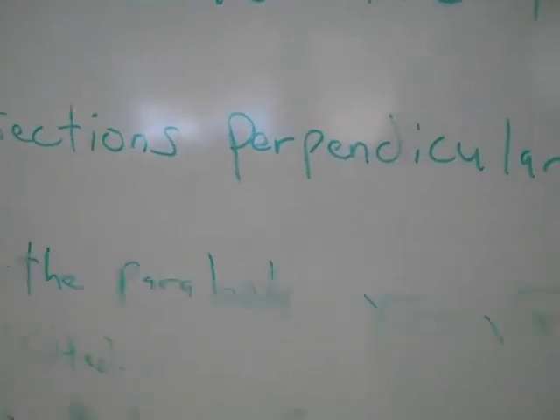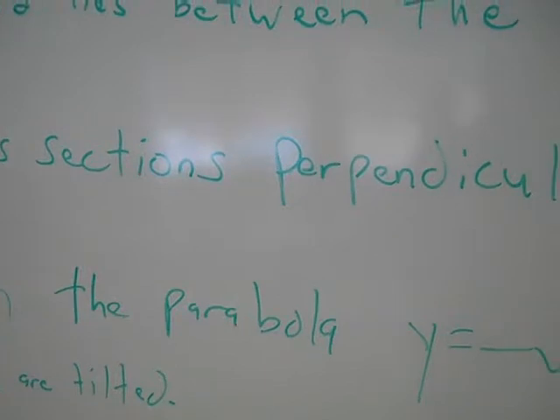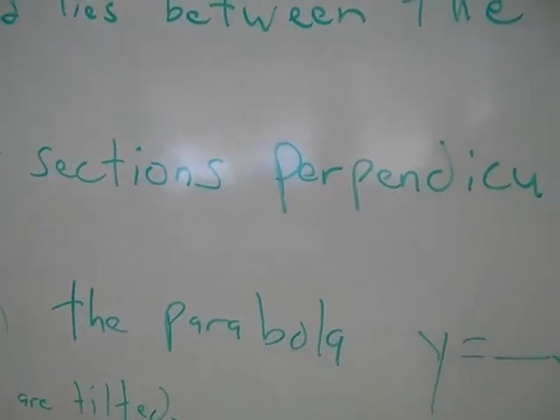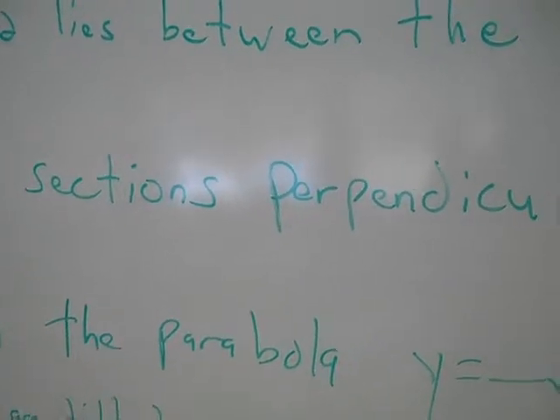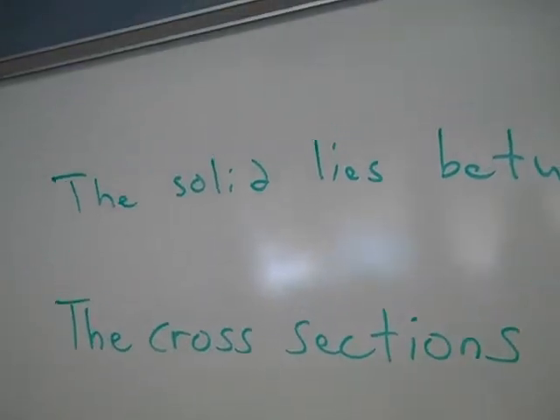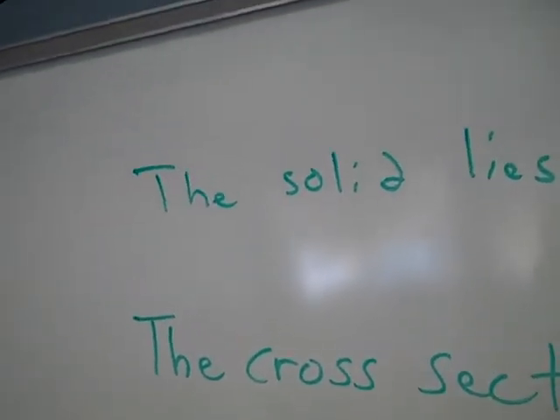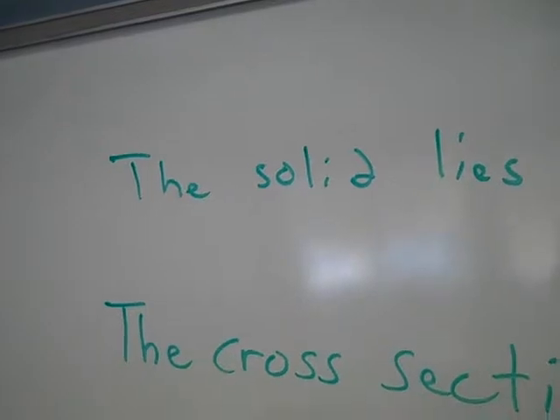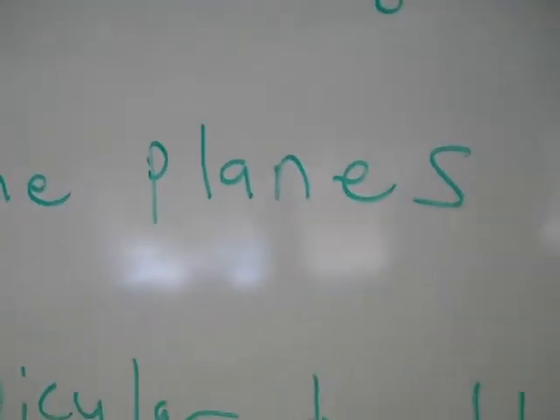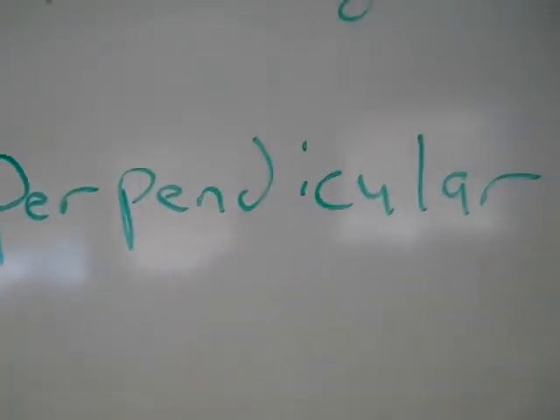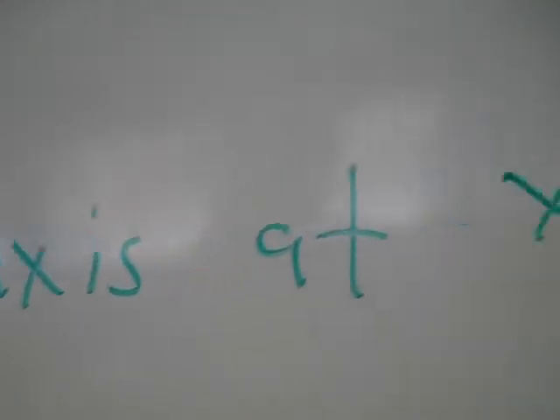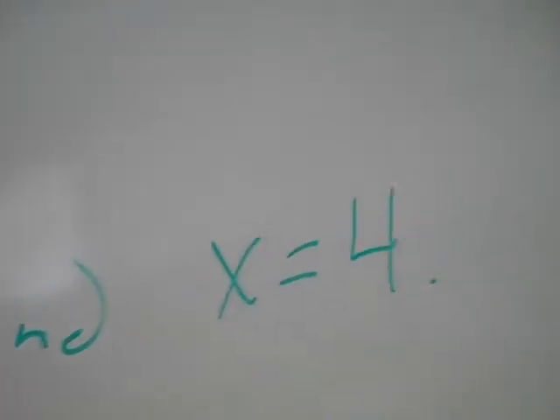Good afternoon, everybody. Today we're going to do a calculus problem, namely find the volume of an object using the cross sections of that object. Let's see what we have. Okay, the particular solid we're going to look at today is the solid that lies between the planes that are perpendicular to the x-axis at x equals 0 and x equals 4.